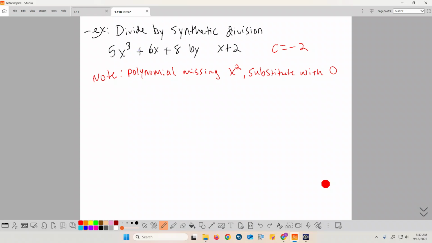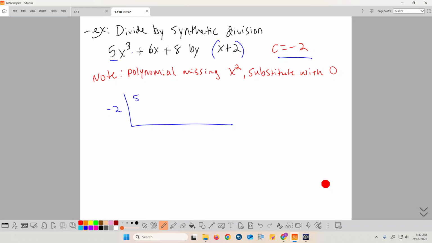And remember, I mentioned this earlier. If you're ever missing a term, you put a 0 as a placeholder. Let's see what that looks like. Okay, now we are dividing by x plus 2, which means we'll be using negative 2 into our synthetic division here. Okay, and that just means that if this was the factor, the solution would be negative 2. Okay. All right, so let's see.